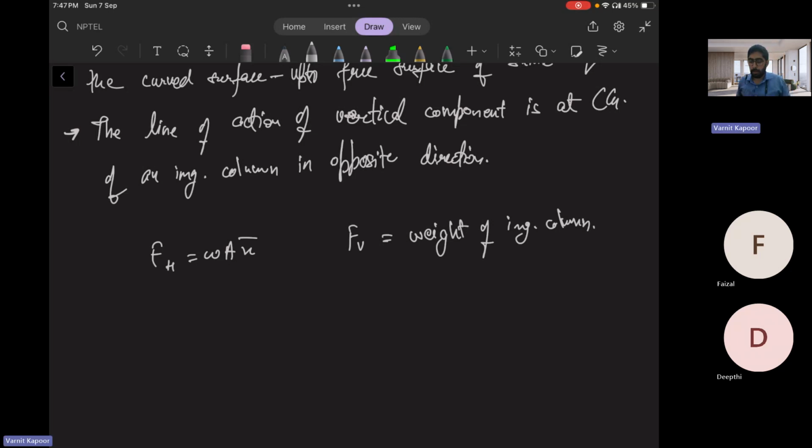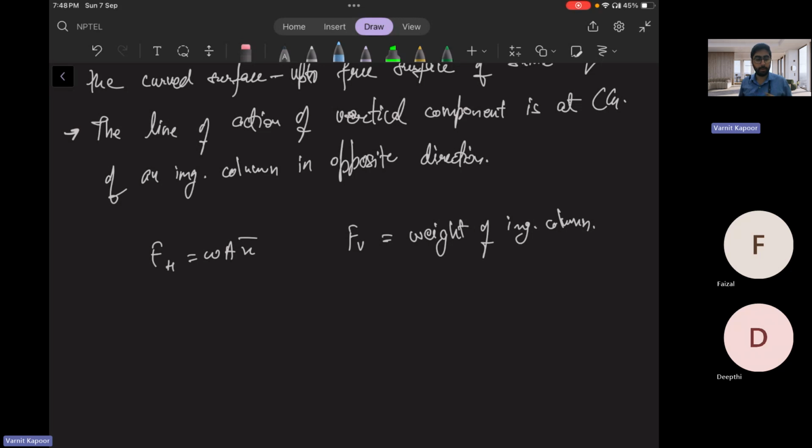Okay. One column can be like this also. So this is your free surface, this is your curved surface. This can also be a scenario, or like this. This is your curved surface. Again, you have to assume an imaginary column. Okay. Again, that will be the weight.